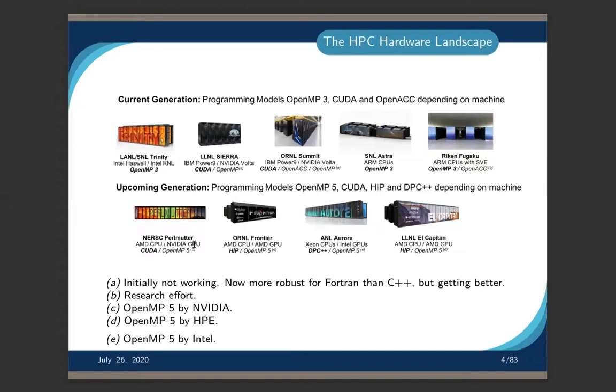So we still have Perlmutter, which just came online with NVIDIA GPUs. So that shouldn't be a change from today. But then we have Frontier and Aurora upcoming, as well as El Capitan, and these machines use AMD and Intel GPUs. And the problem with that, from a current generation code's perspective, is that the primary recommended programming models on these machines seem to be HIP and DPC++, or SYCL DPC++, which you're going to learn about later today.